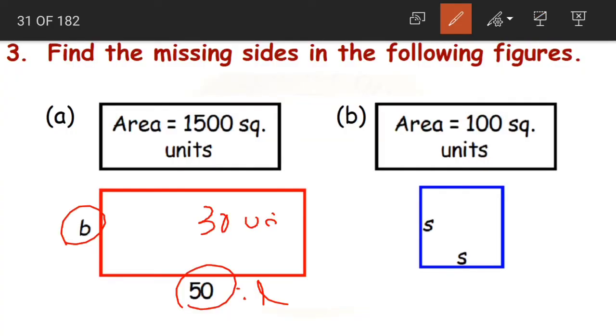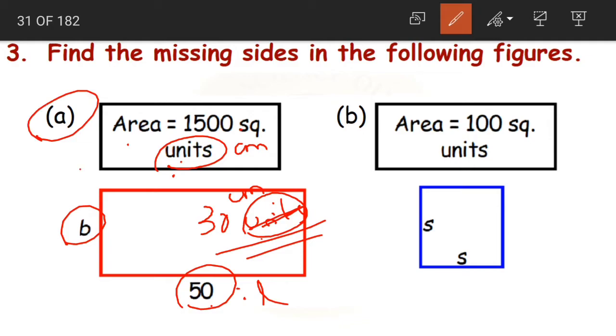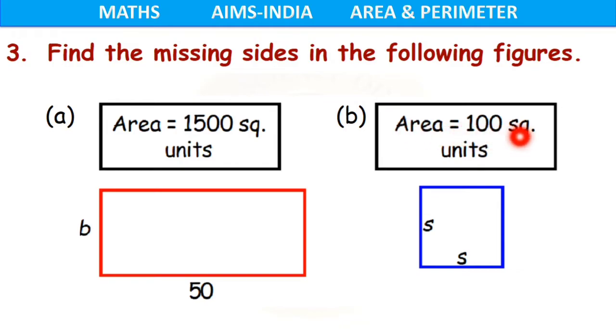units. 30 units, children. See, in the question the area is given in square units. That means the length and breadth will be in units. Suppose if in the question the area was given in square centimeters, then you would have written 30 centimeters. Okay, so for question 1, the breadth of the given rectangle is 30 units. As in the question the unit of measurement is square units, in the answer the length and breadth will be represented in units.